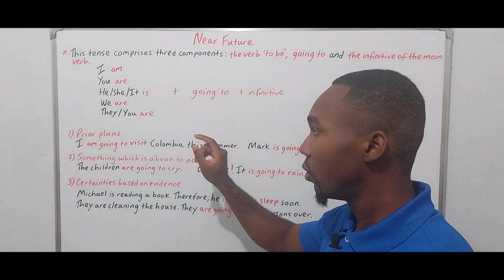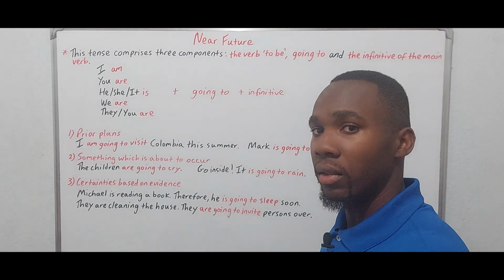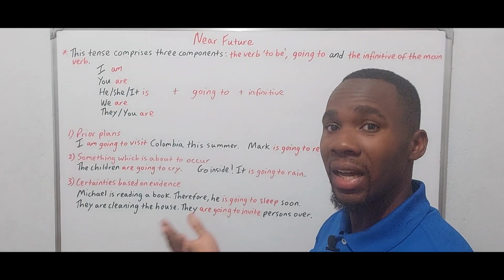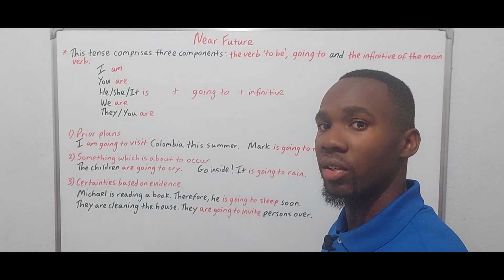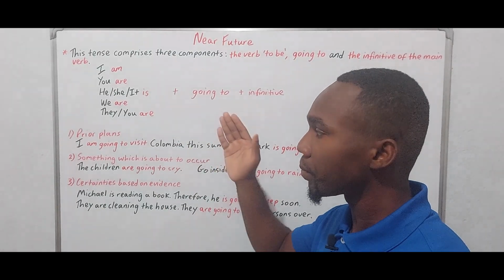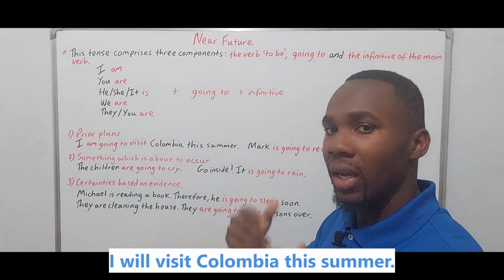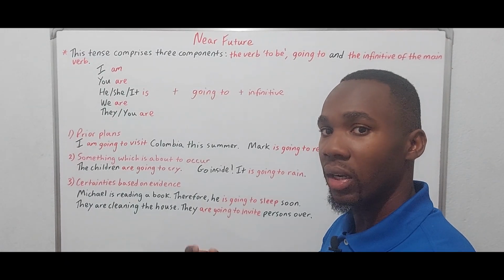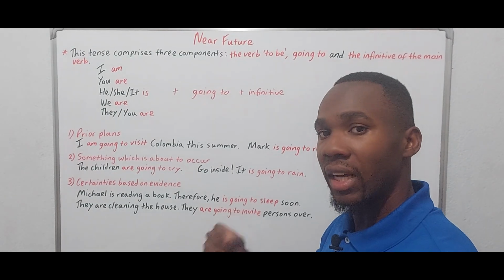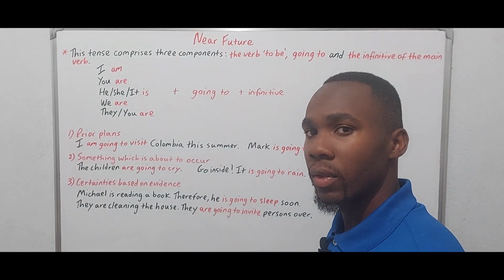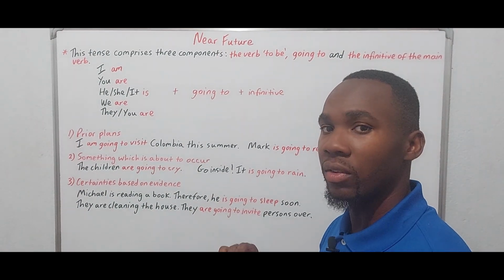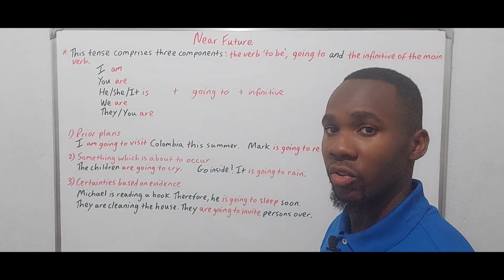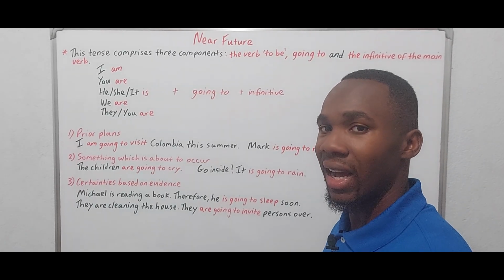With the future simple, we would use it for plans as well, but those plans are spontaneous, right? They are not pre-planned, so to speak. They just occur in the moment. So if I say, I will visit Colombia this summer, I did not plan that in the past, but maybe in the moment of speaking, I decided that that is what I will do. It was not premeditated or pre-planned. It was just a spontaneous decision at that moment.